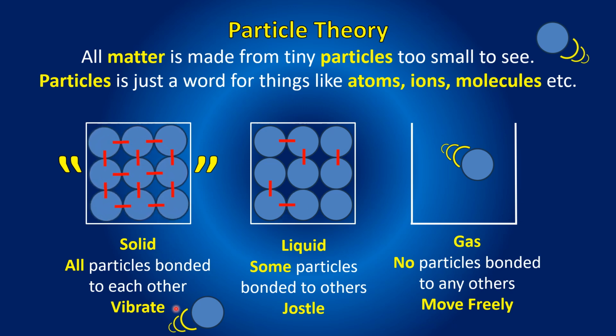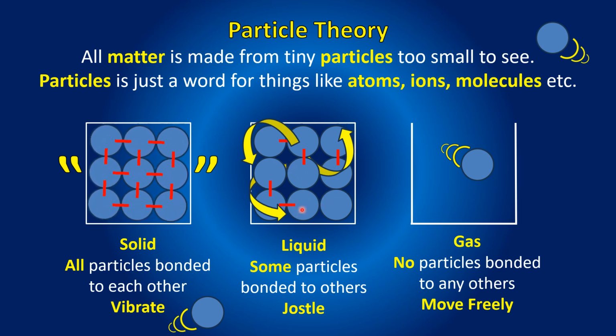In a liquid, what we have is some bonds. We've got fewer bonds. They're not all bonded together, so the little clusters or clumps of particles can tumble about over each other because they're not all bonded together. So we call this jostling, so they will jostle.